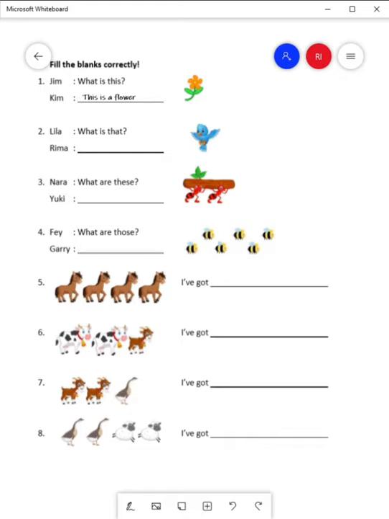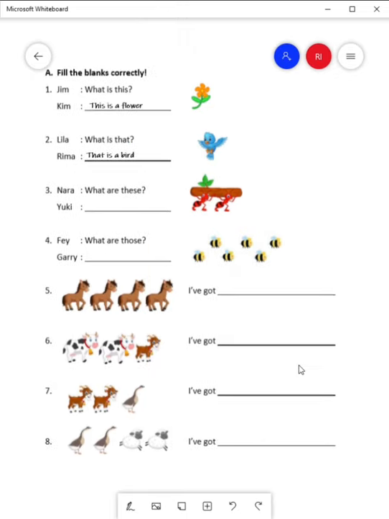The next question, number 2. Lila asks, what is that? So as usual, we have to take a look at the question first because the question is what is that? So we have to answer that is, and look at the picture here. It is actually a bird. So we have to write here that is a bird.